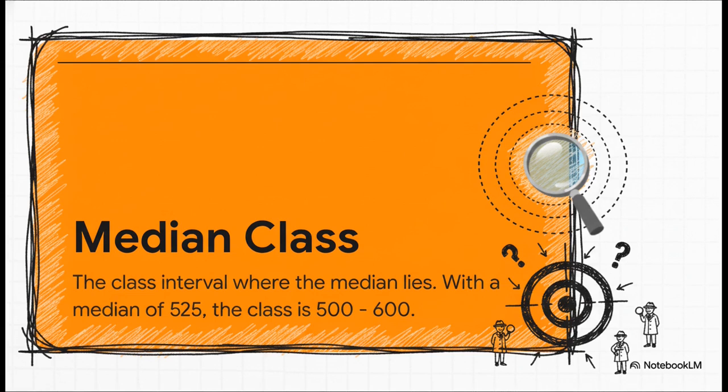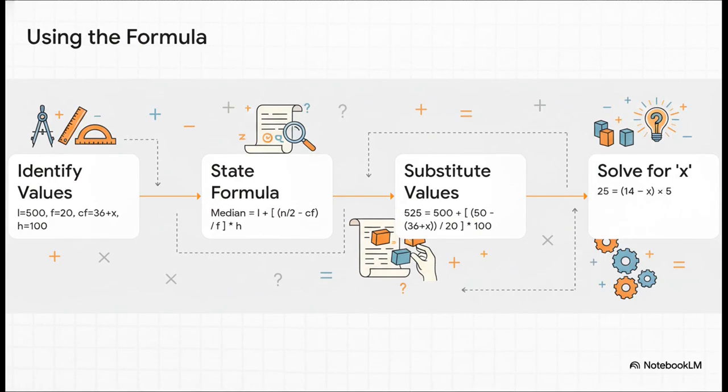This is like shining a spotlight on the exact location of our suspects. Okay, time to pull out our special gadget, the median formula. Let's make this simple. L is the lower limit of our median class, so that's 500. F is the frequency of that same class, so that's 20. H is the class size, which is 100.